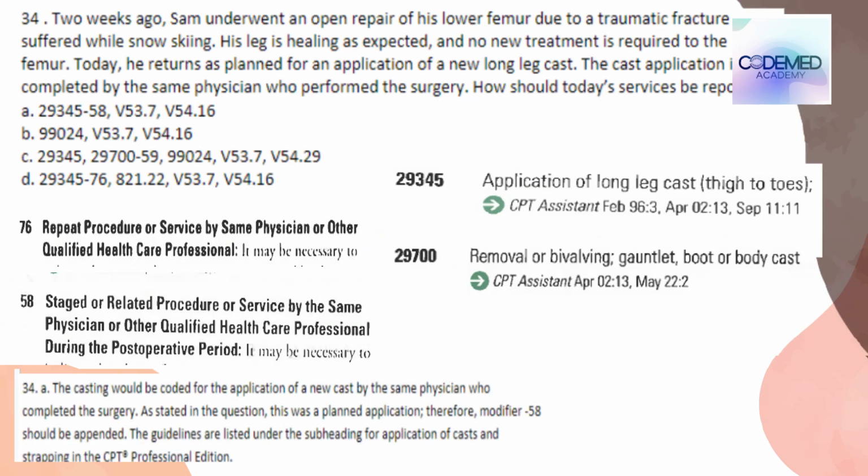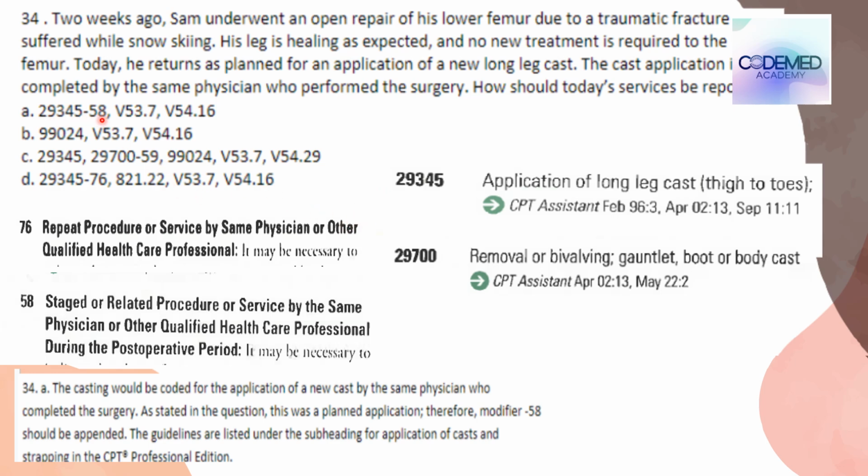So after seeing all the answers, let us eliminate the wrong answers first. If you see answer B, it talks about the E&M service. So that is not the correct answer. If you see answer C, it talks about the application as well as the removal. That didn't happen in our case. It was only the application that happened. So it is left with two options.